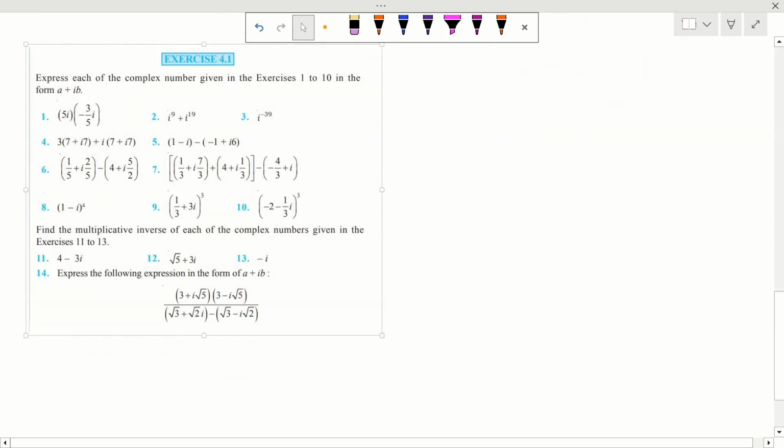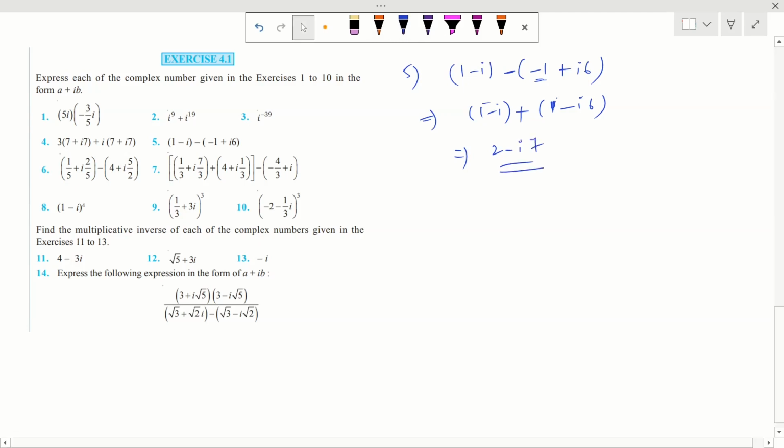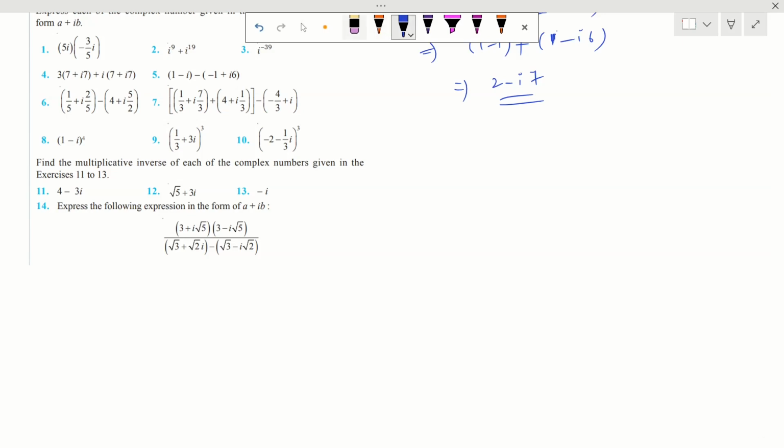The fifth one is given as a subtraction: (1 minus i) minus (1 plus i) to the power of 6. When this type of subtraction is given, we need to take the minus inside. Then it is 1 minus i, and taking the minus inside, minus becomes plus, and plus becomes minus, right? So 1 plus 1 is 2, and this minus i minus i is minus 2i. Okay, and the next, the sixth one, is also a similar type of example.